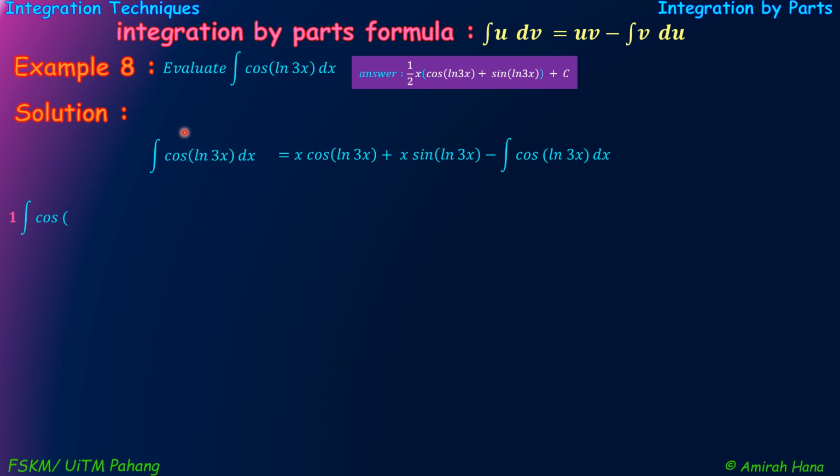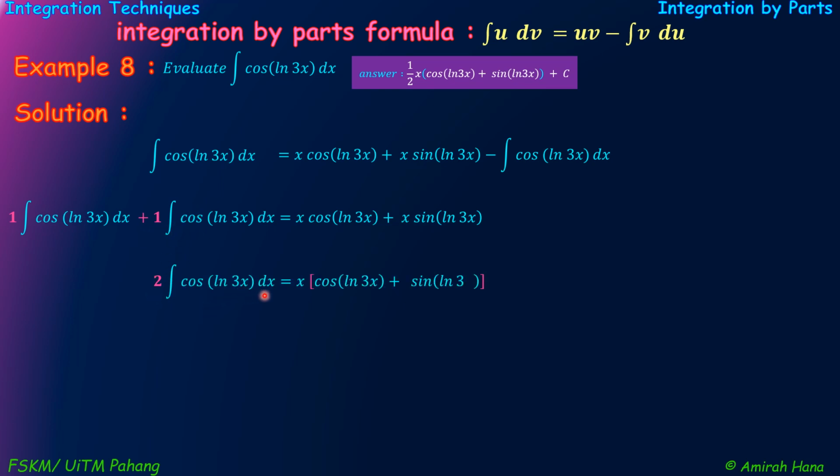So after we move, we get 1 integration of cos ln 3x dx. This is a minus sign. After we move, we get plus 1 integration of cos ln 3x dx, and then we still have x cos ln 3x plus x sin ln 3x on the right hand side. Since we have the same term here, we can add 1 plus 1. So we get 2 integration of cos ln 3x dx equals, we have x and x here, so we can factorize. We have bracket cos ln 3x plus sin ln 3x, no more x because we factorized x out.